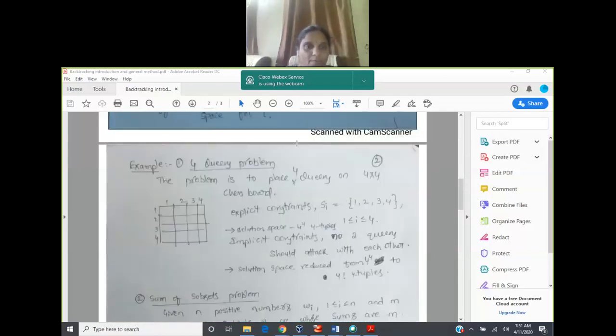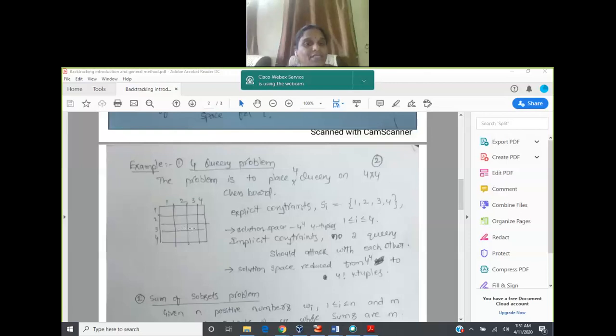So what is the problem? The problem is to place 4 queens on the 4x4 chessboard. Here, the explicit constraint is total how many queens are there? 4 queens, and each row 1 queen should be placed. That is the explicit constraint. That means on each row there should be 1 queen.